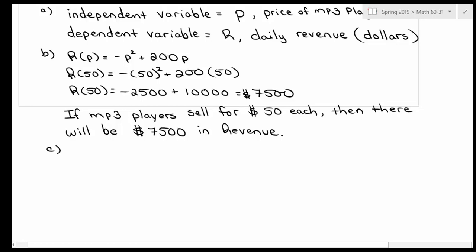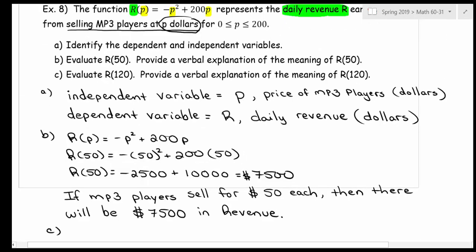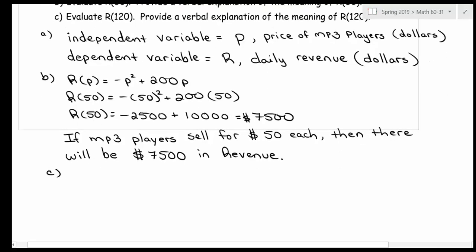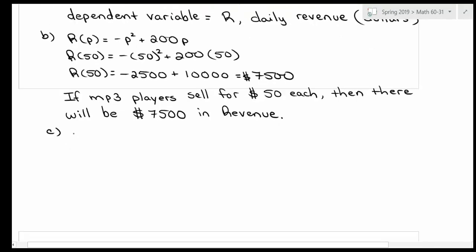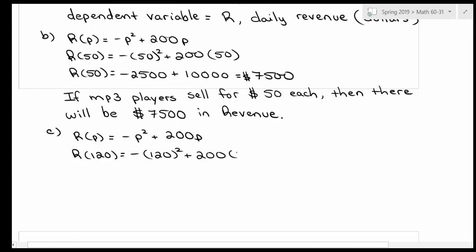Part C was asking us to evaluate R of 120 and to also provide a verbal explanation for the meaning of R of 120. So let's go ahead and do that. I'm going to copy down my formula here. My function R of P is equal to negative P squared plus 200P. I'm going to write R of 120 is equal to negative, and then I'm going to make sure I put the negative outside the parentheses. I'm going to raise the 120 to the second. I'm going to go 200 times 120.